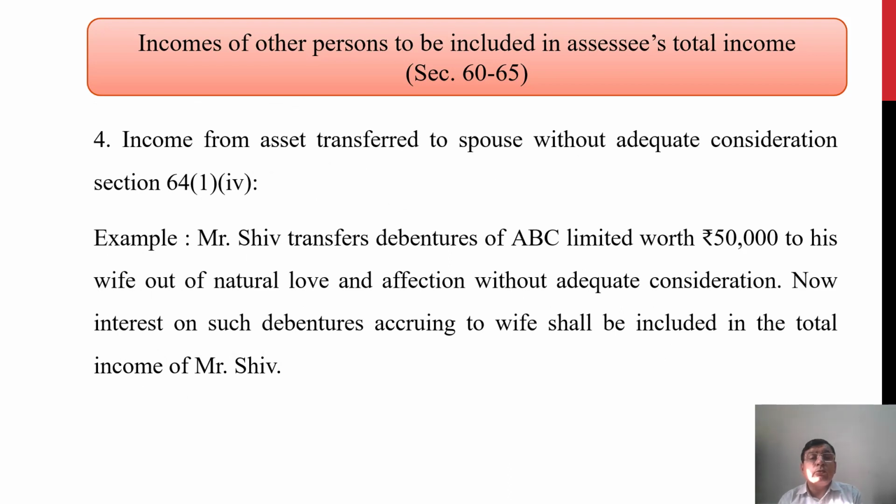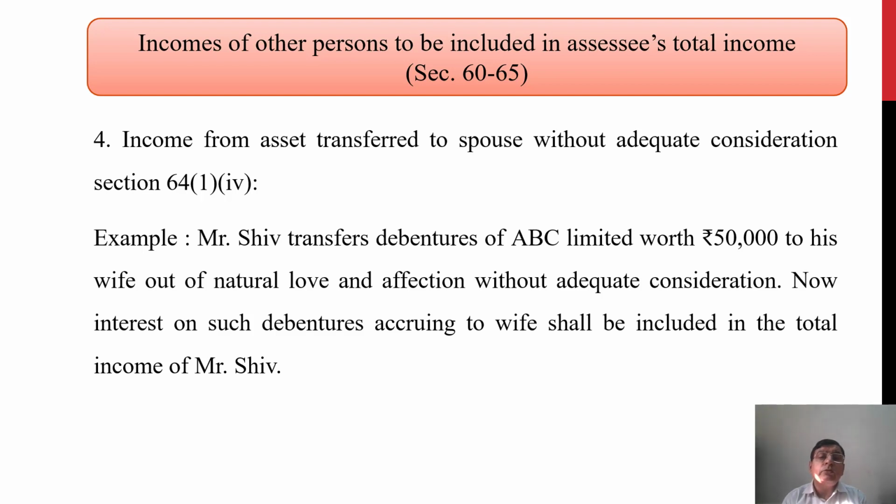Next, the fourth point is income from an asset transferred to a spouse without adequate consideration. If any asset is transferred by the assessee to his or her spouse, and the asset is transferred but the consideration is not adequate, then the income derived from that particular asset will be included into the income of the assessee.